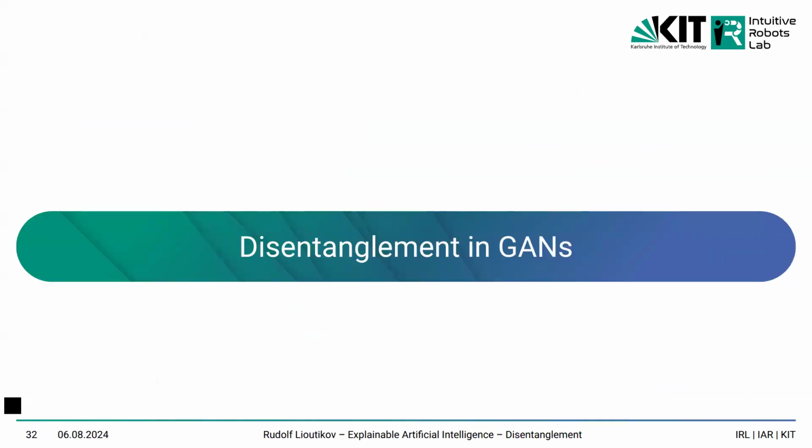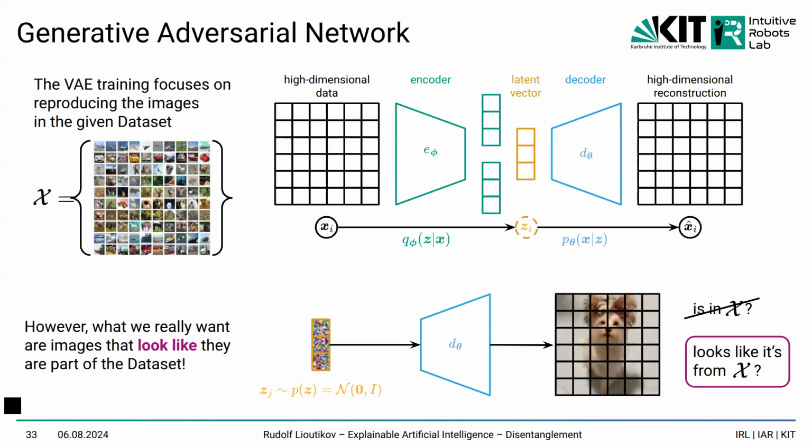Okay, so this is the increment in GANs. Let's look at GANs a little bit. The idea is that originally, with VAEs, we train in a way that the decoder output matches whatever we have in our input distribution. But that's not really what we actually want.